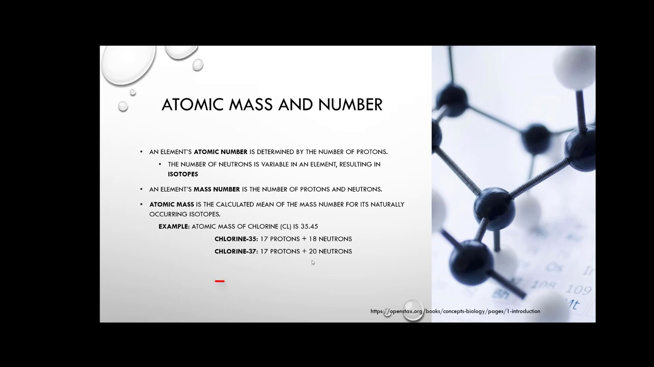But for this chlorine, it has 17 protons and 20 neutrons. So its mass number is 37. So mass number is simply adding up the protons and neutrons for that particular atom.